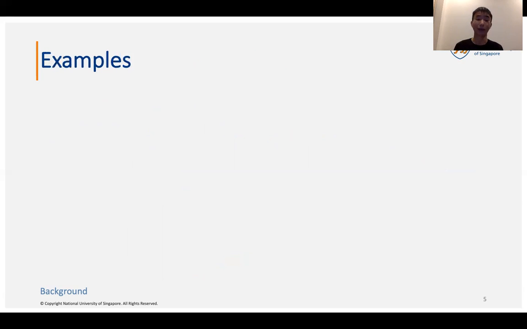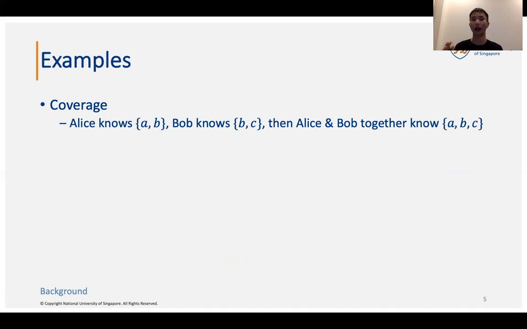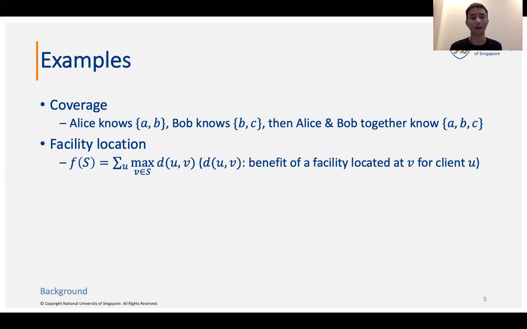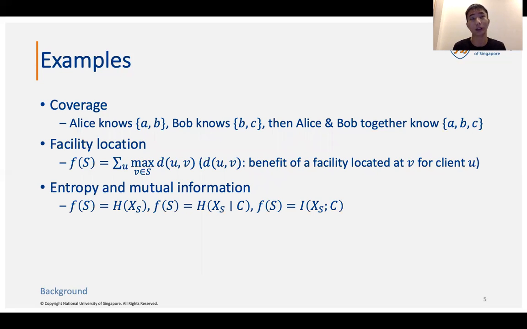Let's see some examples that are shown to be submodular. For example, the coverage function. Alice loads A, B, Bob loads B, C, then together they load A, B, C. Very simple, right? Both load two elements, but together 2 plus 2 is 3. Another example is the facility location problem, whose benefit function is shown to be submodular. And in information theory, entropy and mutual information are also known to be submodular.